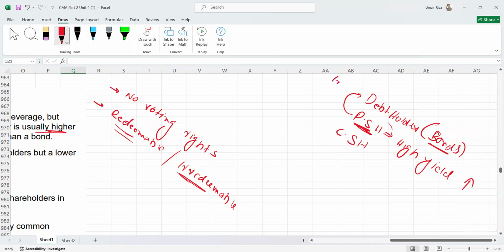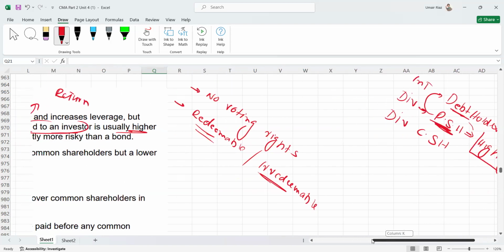So first we will pay interest to the debt holders, then we'll pay the dividend to the preferred stockholders, and then we will pay the dividend to the common stakeholders. When you compare preferred stock with the debt holders or bondholders, on preferred stock we always pay a high return, because this is more risky and the company pays a risk premium to the investor. So this is the other point.